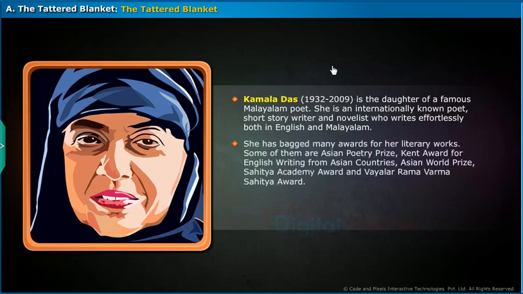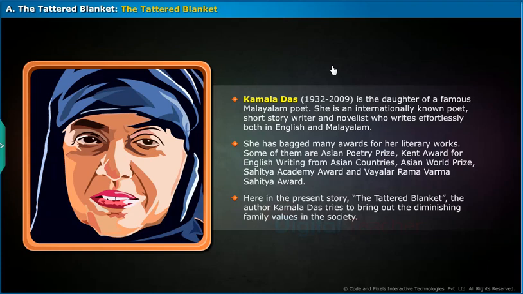She has bagged many awards for her literary works. Some of them are Asian Poetry Prize, Kent Award for English Writing from Asian Countries, Asian World Prize, Sahitya Akademi Award, and Vayalar Ramavarma Sahitya Award.